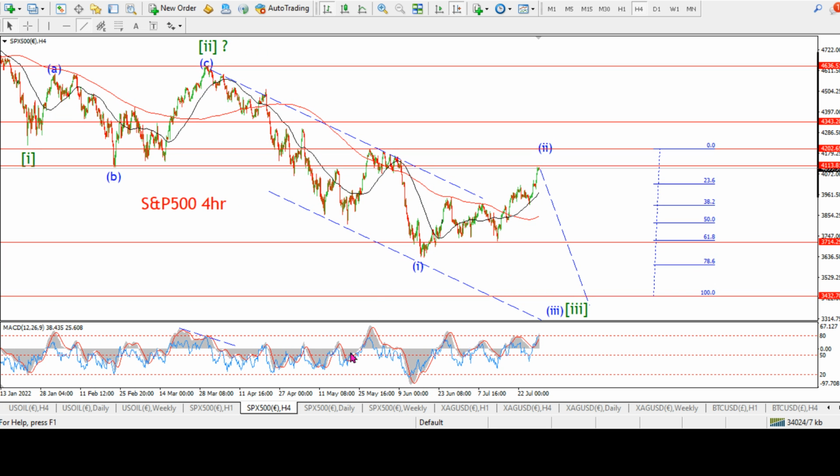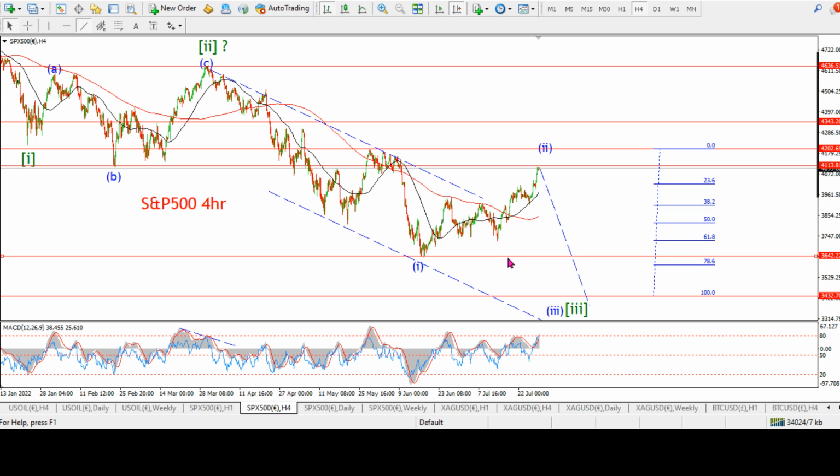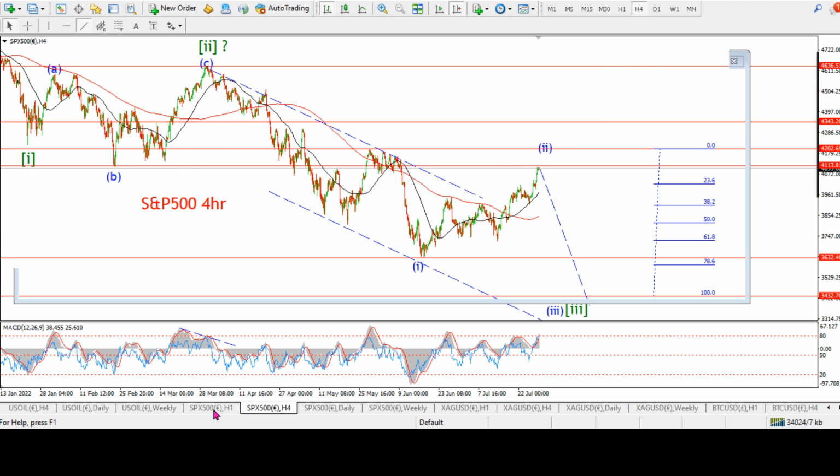I may even change that before this evening on the hourly count. It doesn't really matter. It's the pattern that matters. The labeling or the degree of the wave count is inconsequential in terms of the pattern here. 3 waves up in wave 2. Go to the hourly count and I'll show you that in more detail.